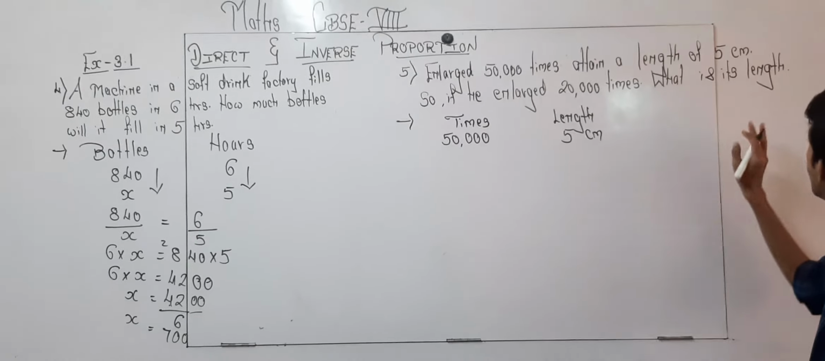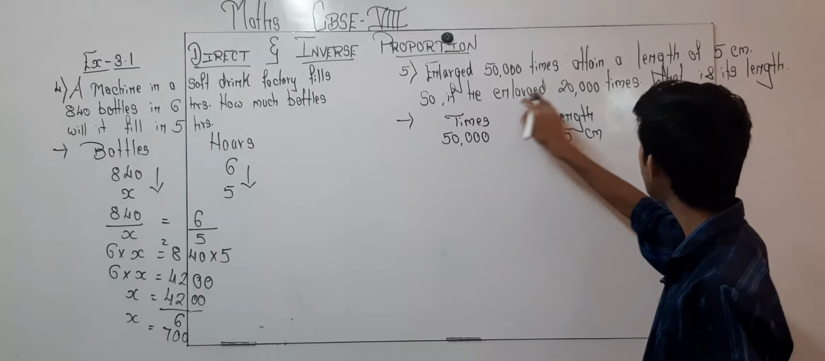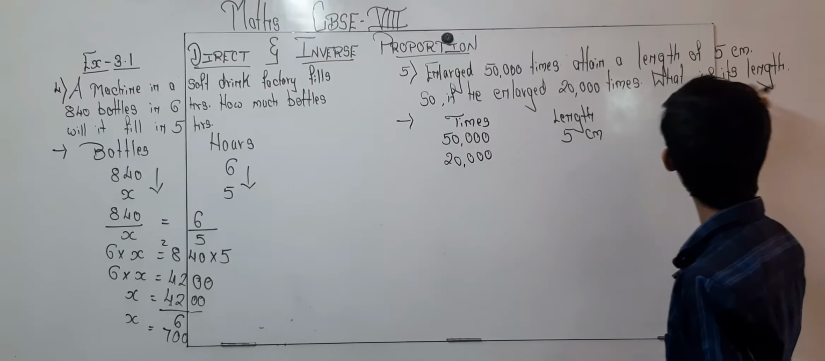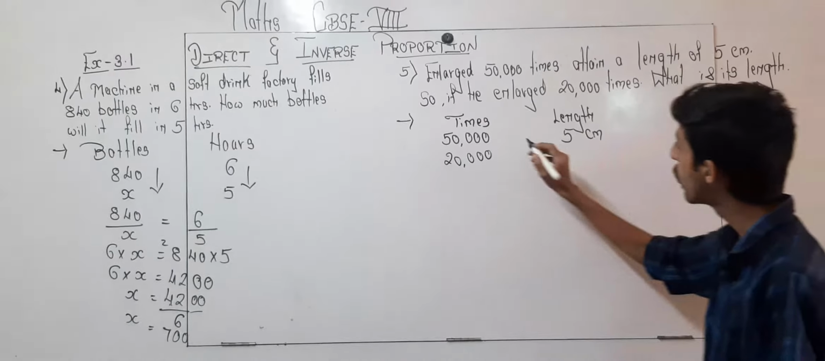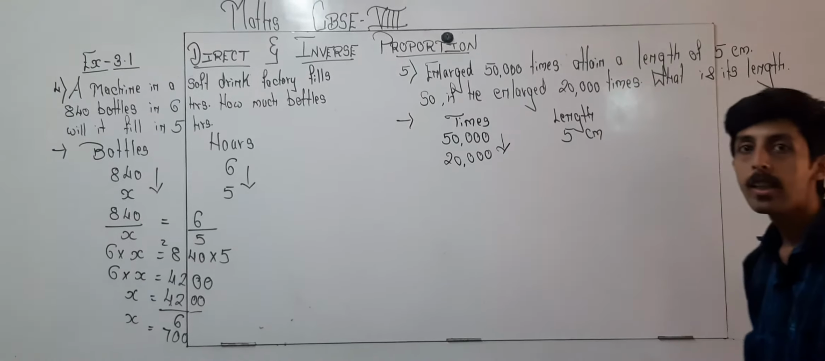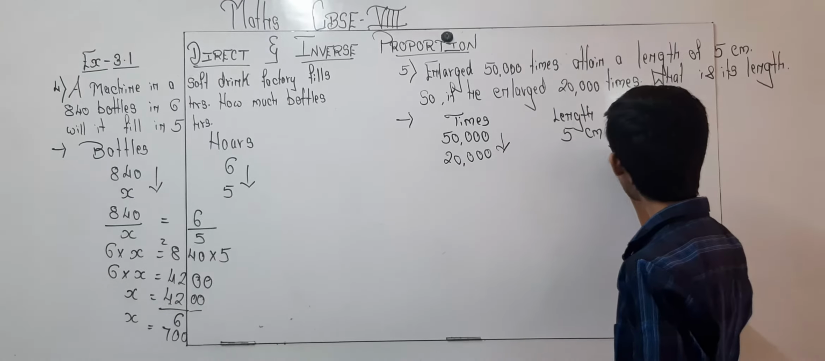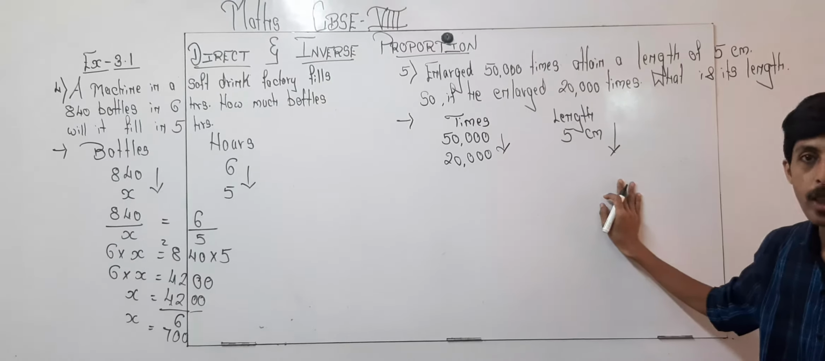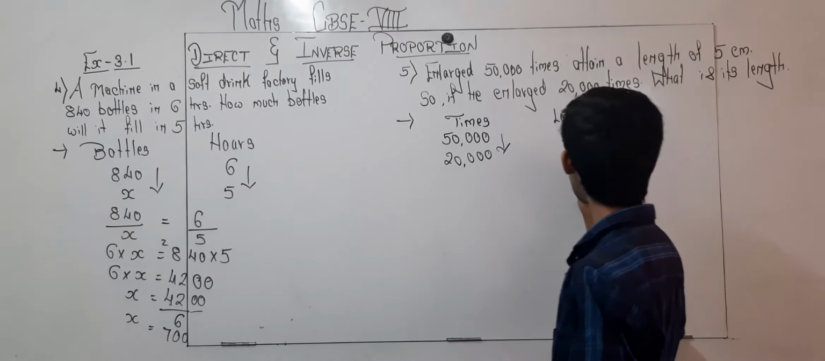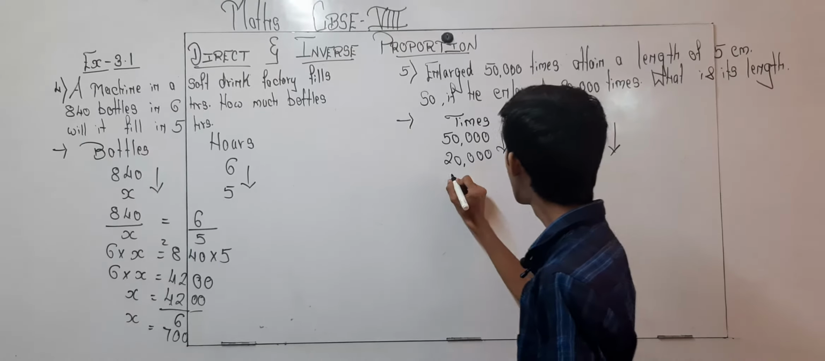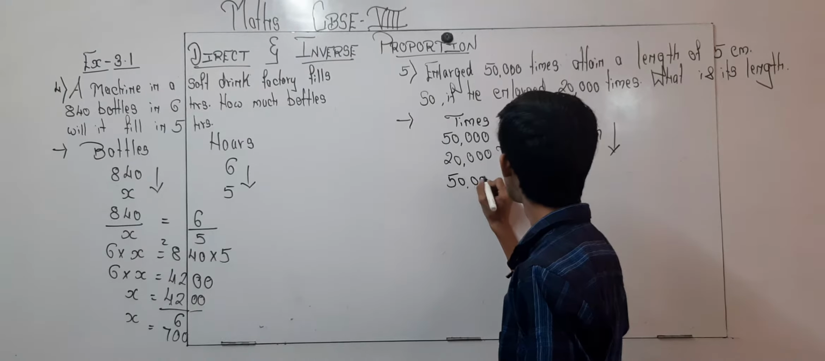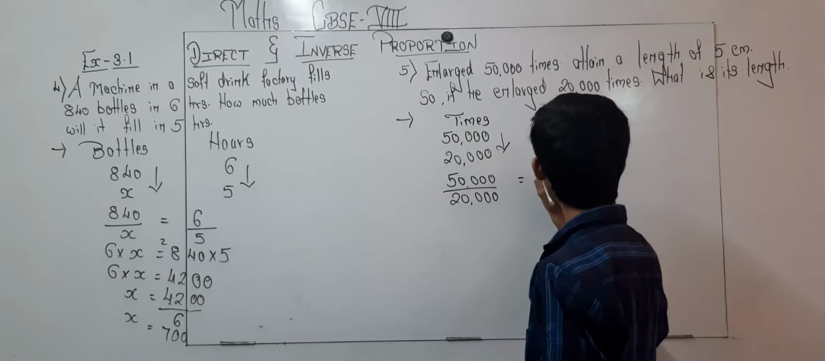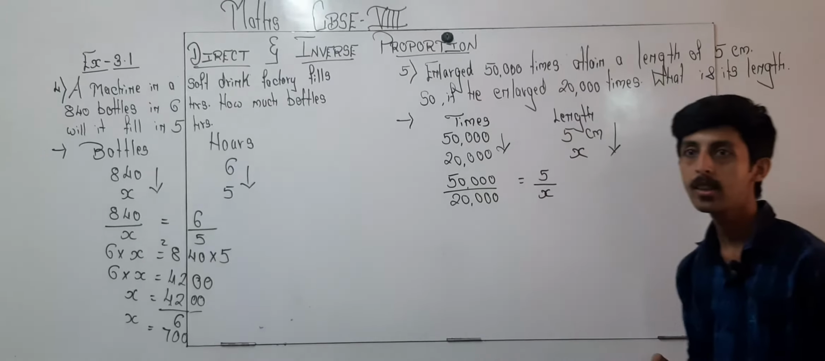Now again over here how much is it enlarging? 20,000 times. So how many centimeters will it require? Now the times have decreased, so the length will also decrease. When they are moving in the same direction, that is the concept of direct proportion. So now I have to find the centimeters over here. So 50,000 divided by 20,000 is equal to 5 upon x.